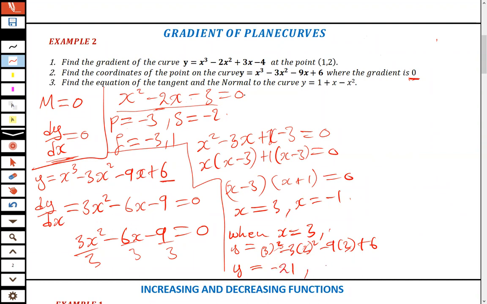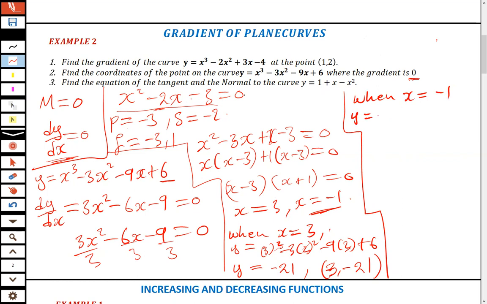So the first coordinate at which the gradient is equal to 0 is simply positive 3, negative 21. So you just have to make sure that you do your mathematics correctly there. Okay, so you also take the second value of x. You say when x is equal to negative 1, the value of y is equal to negative 1 to the power 3, and then minus 3 times negative 1 squared, minus 9. Where there's x, we put negative 1, then plus 6. So we simplify this. This will give us negative 1.